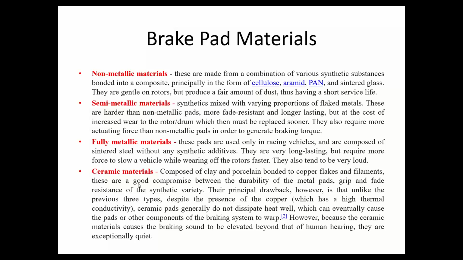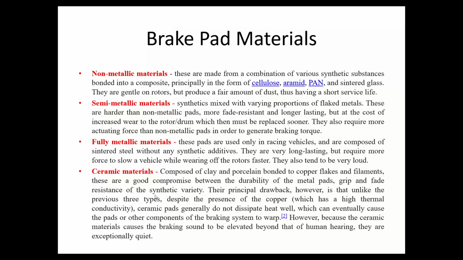And the fourth is ceramic. This is the most popular one now. It is made up of clay and porcelain bonded to copper plates and filaments. These are a good compromise between the durability. See here, metallic and semi-metallic durability is poor, braking effect will be good, but heating will be more. Fully metallic materials, the wear and tear is lesser, right? Their durability is higher. They are good heat resistance, but the cost will be higher. The compromise between these two combinations are the ceramic materials because their dust producing form will be lesser and the durability will be comparatively better and they have good anti-fade character.